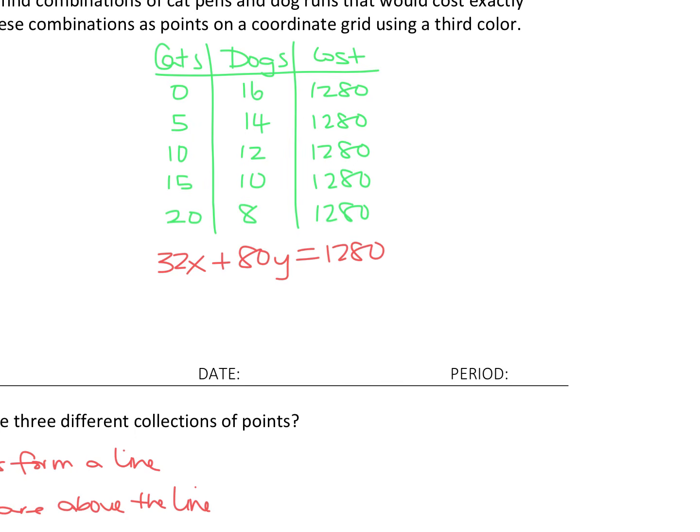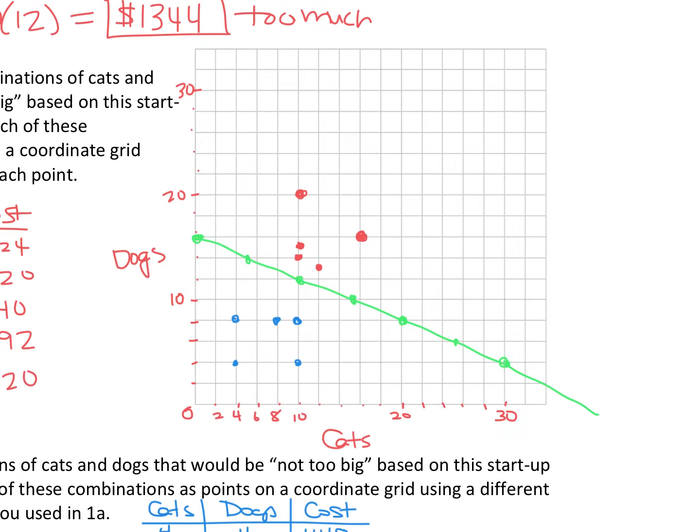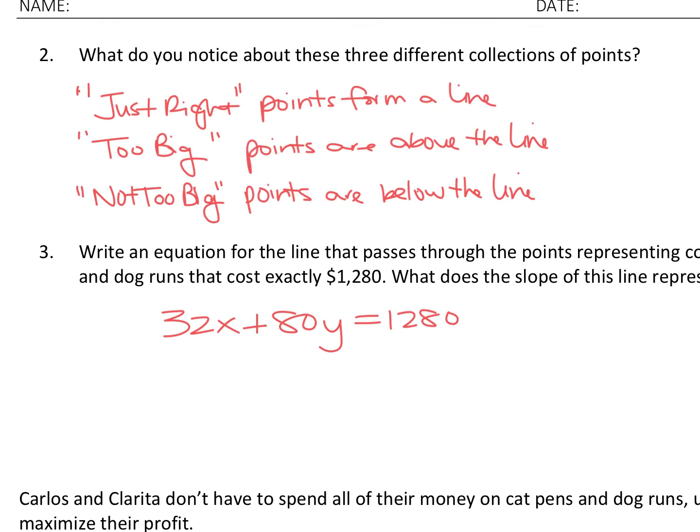Okay. Or I can write a slope-intercept form equation. So if I look at the graph, looks like my y-intercept is 16, and it looks like I go down 2 dogs and then right 5 cats. So let's fill that in as an alternate equation. Y equals down 2 dogs, right 5 cats, x plus 16.